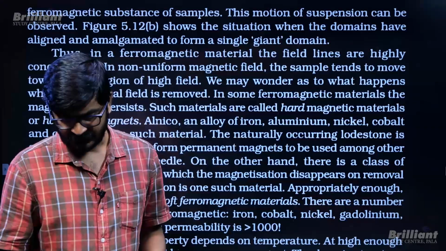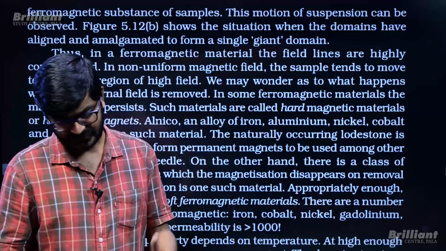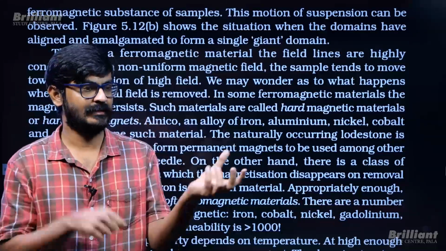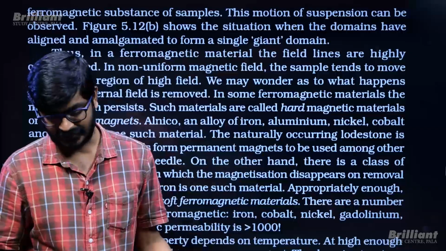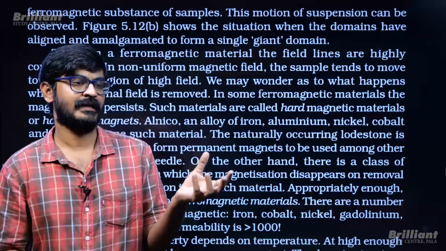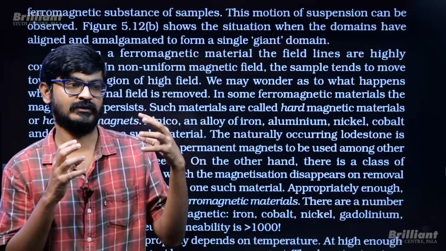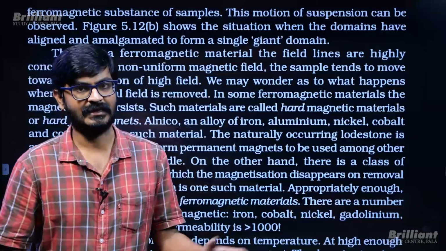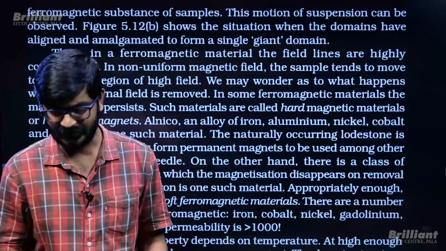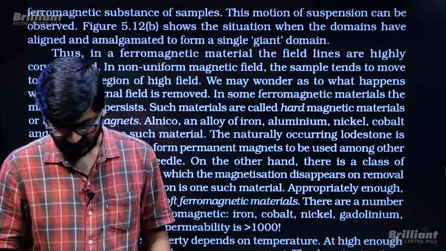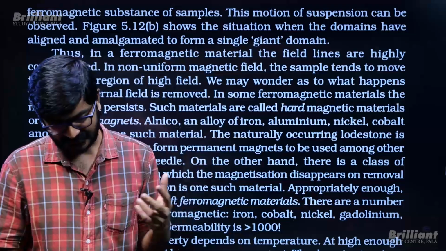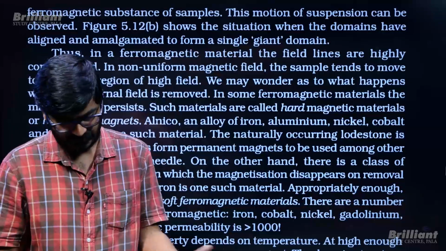We may wonder what happens when the external field is removed. Because of the external field, the net field in the material is going to become very large. Now what will happen if you remove the external field? There will be some materials which retain the magnetic properties generated, and some materials which won't. In some ferromagnetic materials, the magnetization persists. Such materials are called hard magnetic materials or hard ferromagnets.